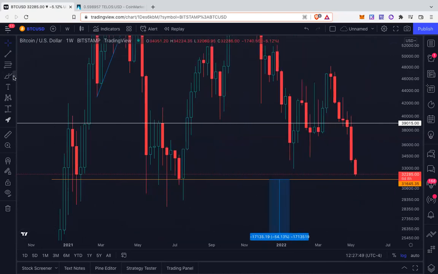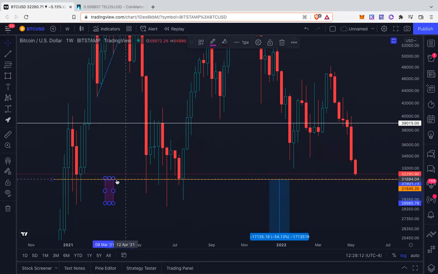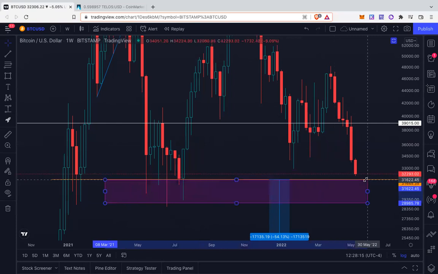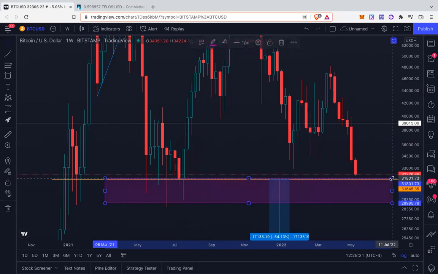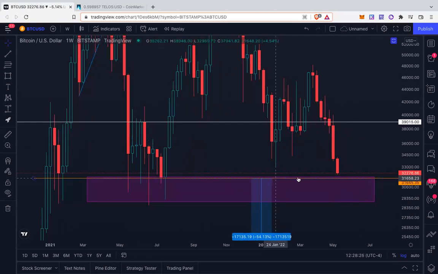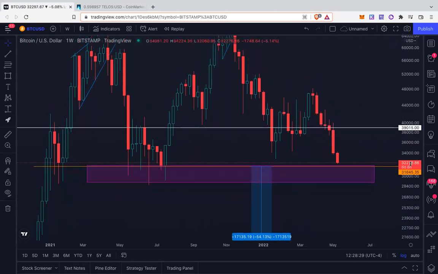one of these support channel tools, a rectangle, make from that range, 28,900 to 31.6, 31.8 basically. And you can just scroll this. That's really your next support zone. And that's where you're headed to. I mean, if you break this zone, it's really going to get disgusting.